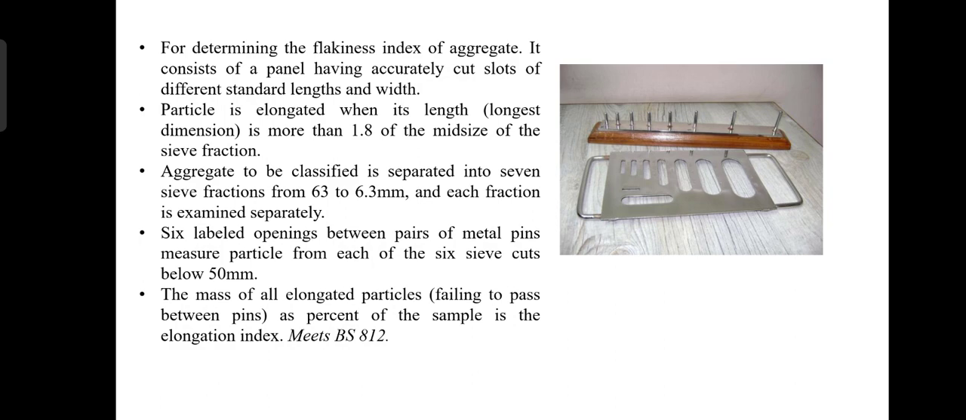A particle is elongated when its length is more than 1.8 times the mean size of the sieve fraction. The aggregate to be classified is separated into 7 sieve fractions from 63 to 6.3 mm, and each fraction is examined separately. 6 labeled openings between pairs of metal pins measure particles from each of the 6 sieves, cuts below 50 mm. The mass of all the elongated particles as a percent of the sample is the elongation index, as per BS 812.